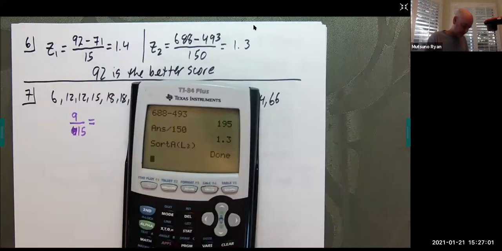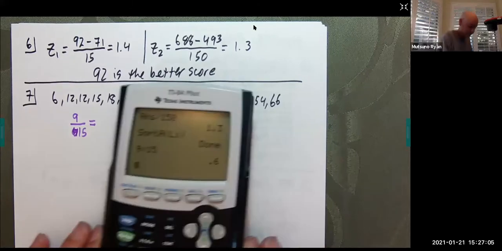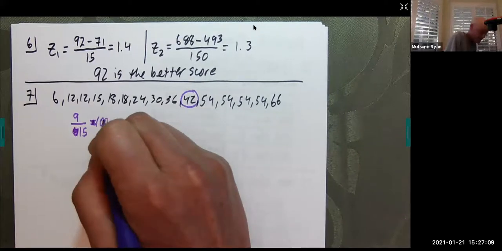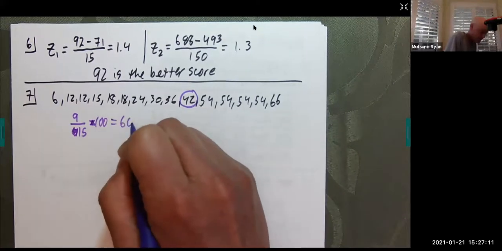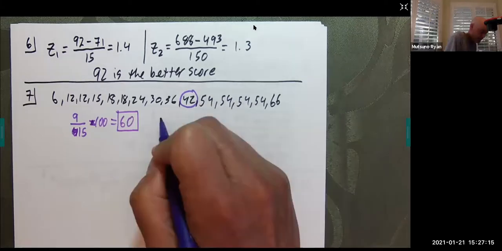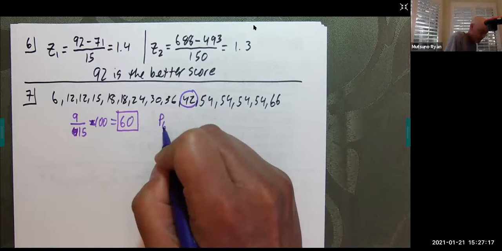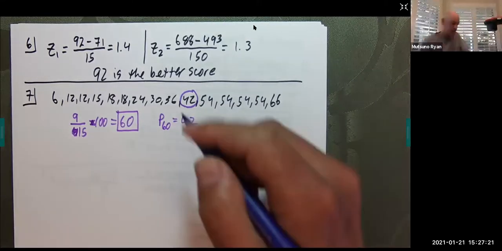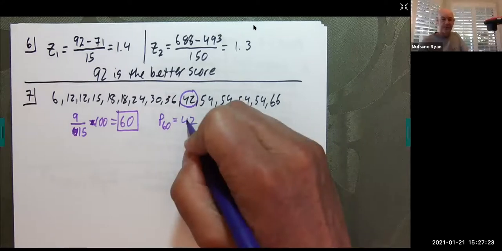Nine divided by 15. And then times 100. I should write that in there. Times 100. That gives me 60. So it's the 60th percentile is the answer. So I could rewrite it like this. P sub 60 is 42. Meaning 60% of the data is below the number 42.